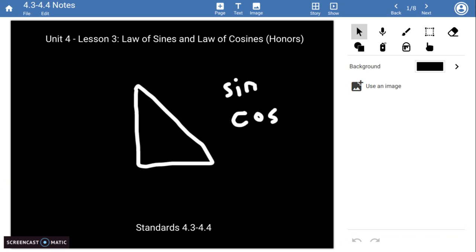Today we're going to be talking about the law of sines and cosines. And there's a humming noise today, so sorry about that.